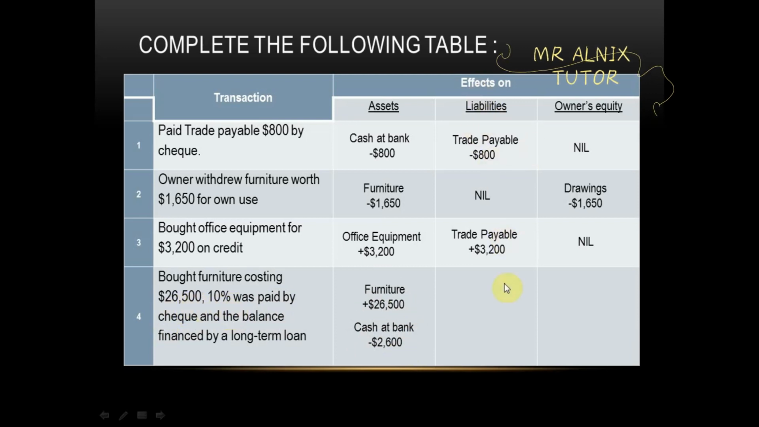Now, any effect to your liability there? Yes, because you make a long-term loan. The balance, you will make a long-term loan. That's why your trade payable there still owes 23,850. But it will not affect your owner equity column there.